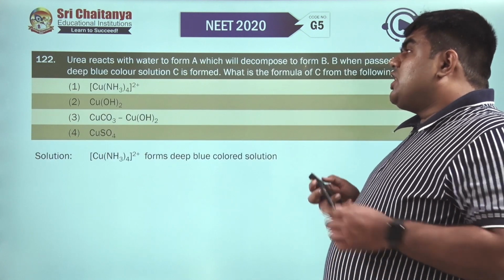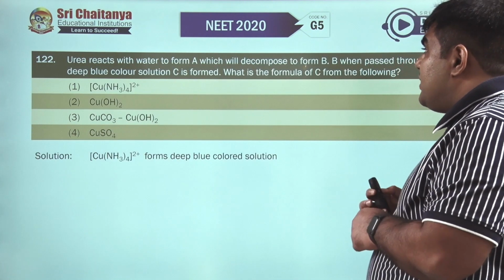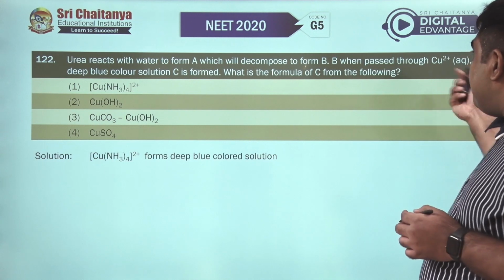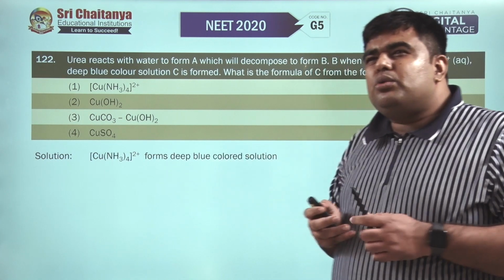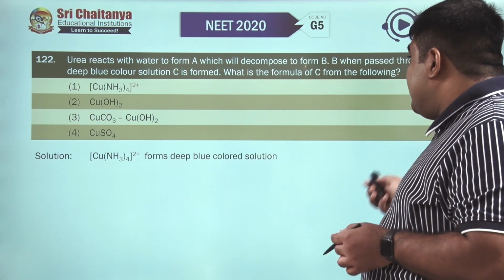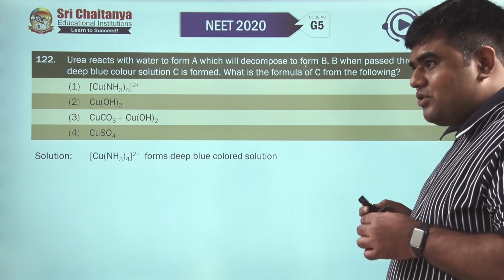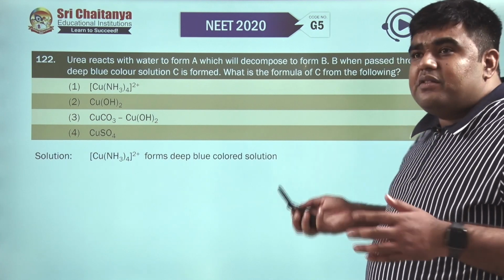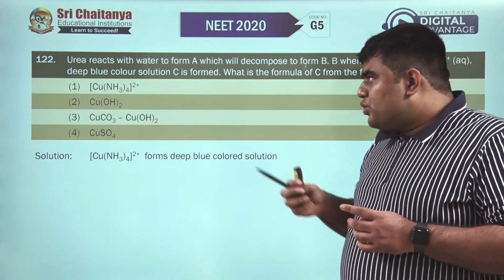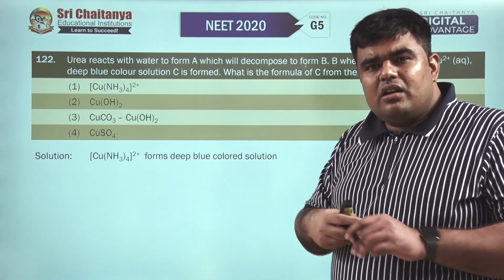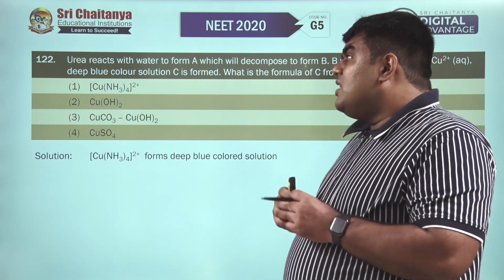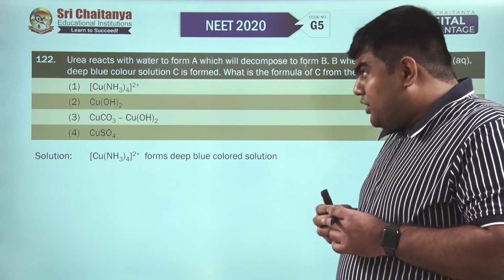So moving to question number 122 now. Urea reacts with water to form A, which decomposes to form B. B when passed through Cu2+ gives deep blue coloration. We know that when urea decomposes in water, it forms NH3, and NH3 when it reacts with Cu2+, it forms [Cu(NH3)4]2+, tetraamminecopper(II). We know that it's a blue solution. It's a very intense blue solution basically. So the first option is the correct statement for 122.